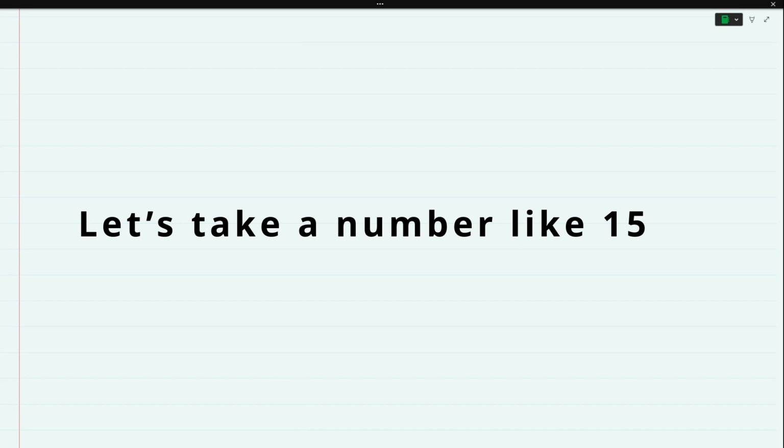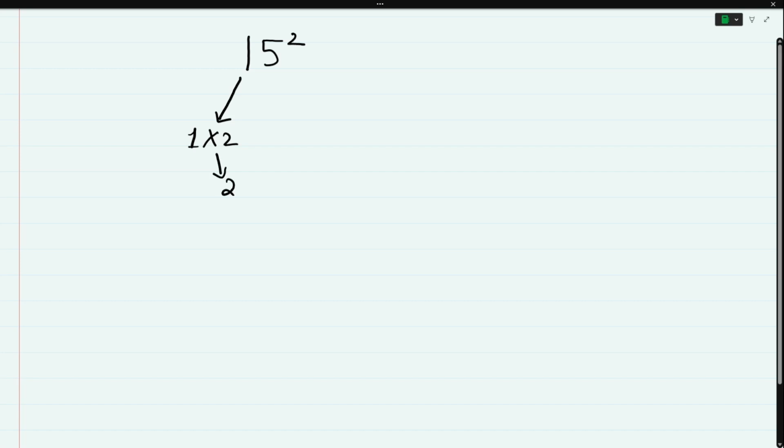Let's take the example of 15. If you wanted to square 15, I've got a super simple trick for you. First we write 15 and we see that the tens digit is 1. Then we multiply it by the next higher number, which is 2. Okay, so what will we get after multiplying by 2? We get 2. By just simply adding 25 to the end, we get the answer: 15 squared equals 225.